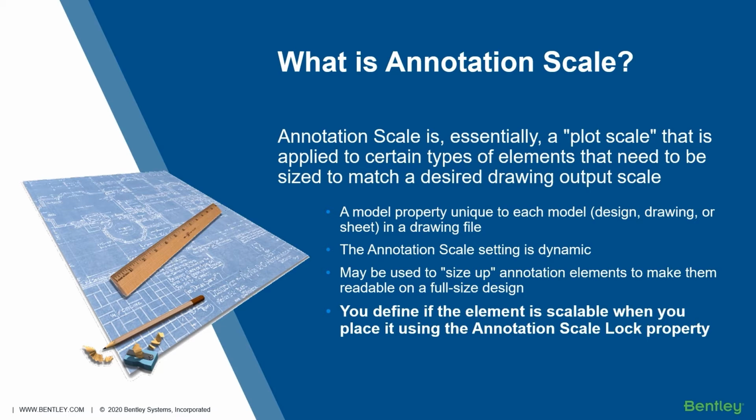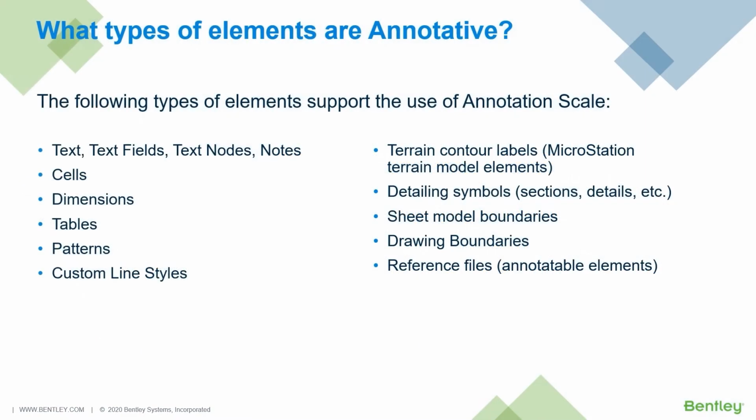We'll take a look at some of the different tools that this has the ability to impact as we move forward here. So it may prompt you at this point to start thinking about what types of elements support the use of annotation scale in MicroStation. Well, folks, it has the ability to be applied to basically any type of text. That means basic text, text fields, text notes, notes, etc. Cells can be annotatable where it makes sense to do so.